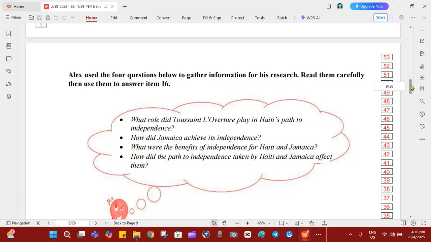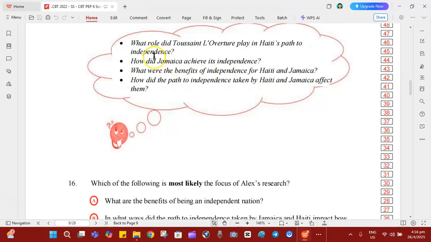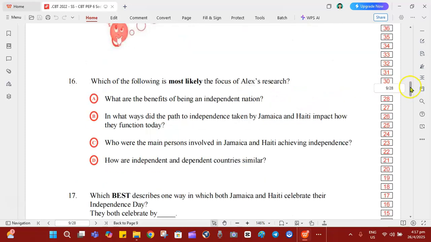Alex used 4 questions below to gather information for his research. Read them carefully, then use them to answer item 16. Alright? What role did Toussaint Louverture play in Haiti's path to independence? How did Jamaica achieve its independence? What were the benefits of independence for Haiti and Jamaica? How did the path to independence taken by Haiti and Jamaica affect them?